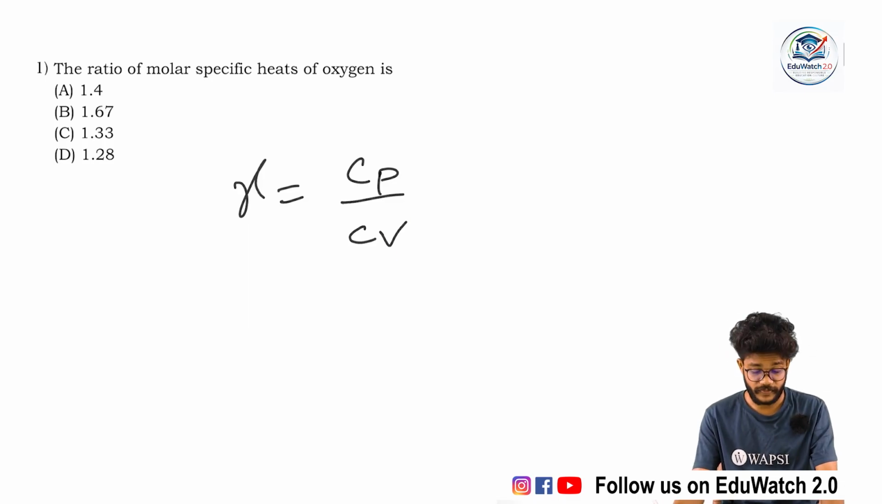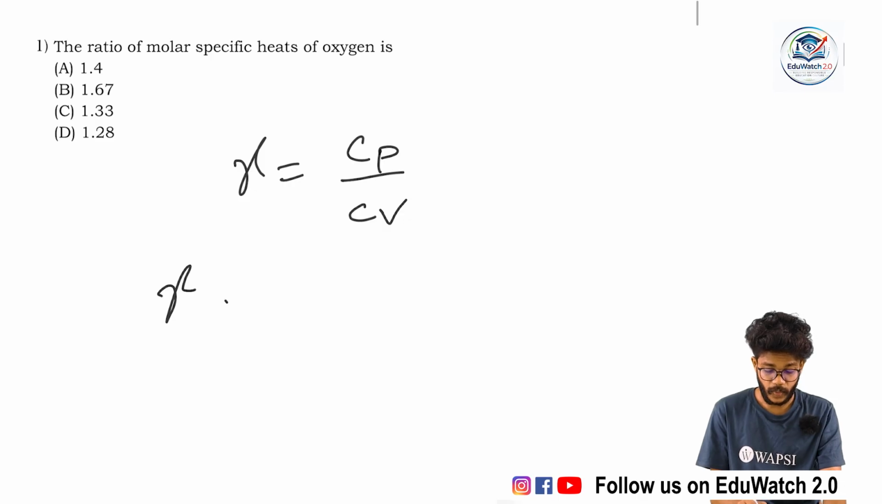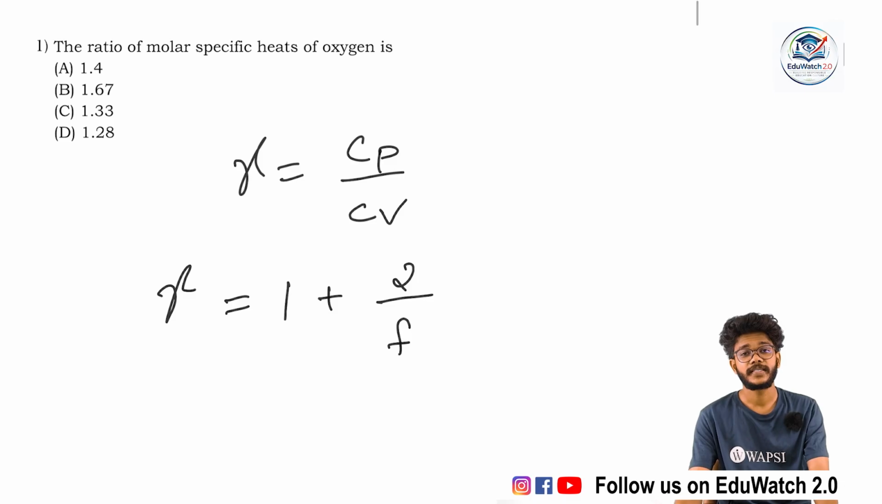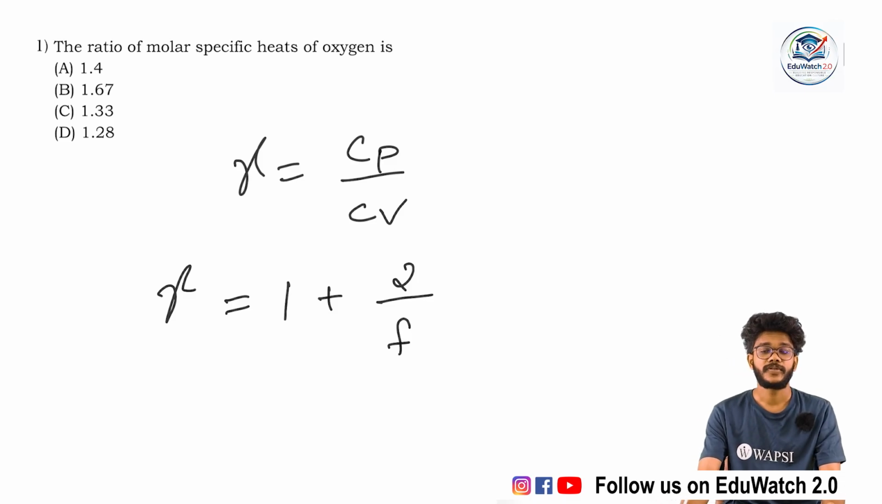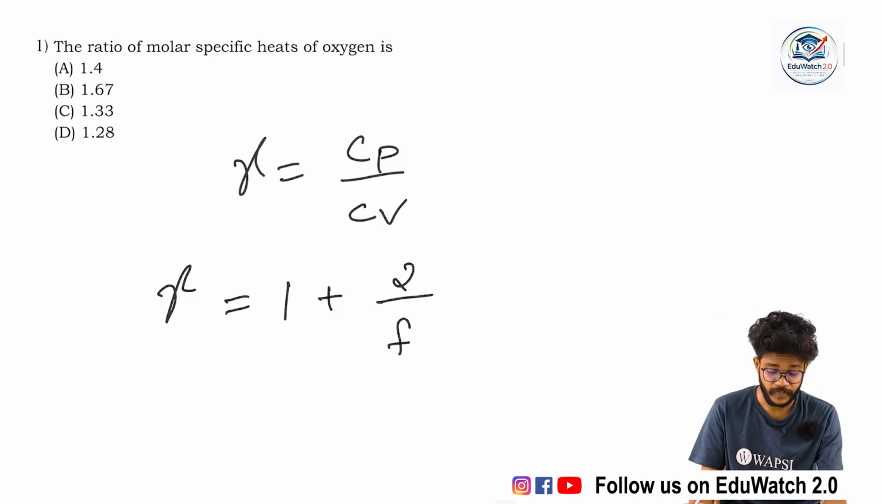Okay, and how can we find Cp and Cv here? Cp and Cv of this oxygen is not provided. So how can we find it? Another equation for gamma is 1 plus 2 by F, where F is the degrees of freedom. So how can we find the degrees of freedom of the oxygen molecule?